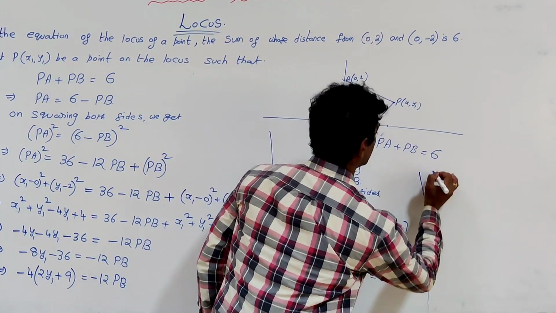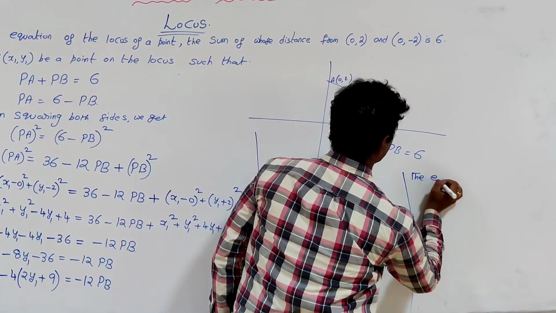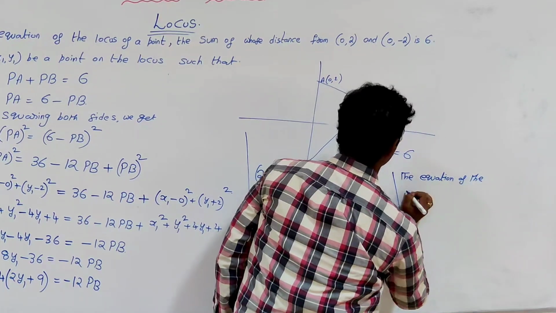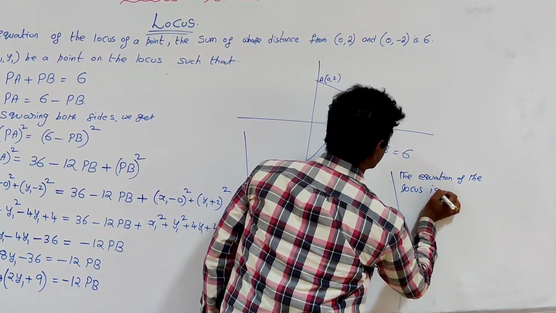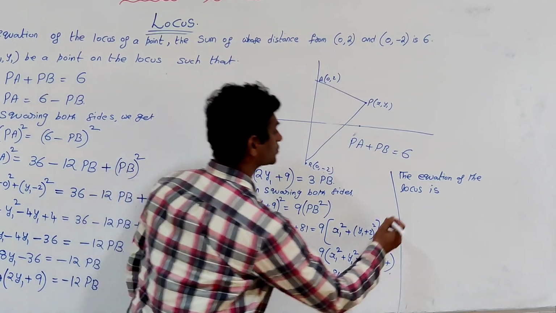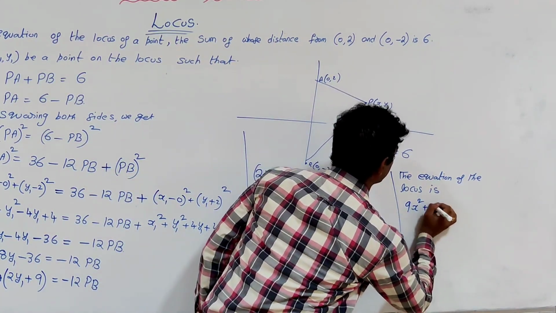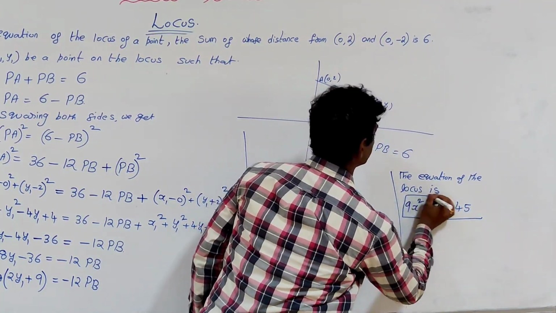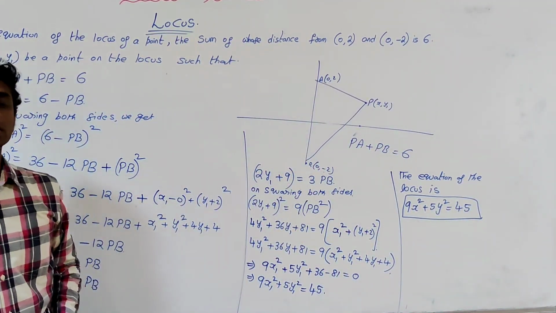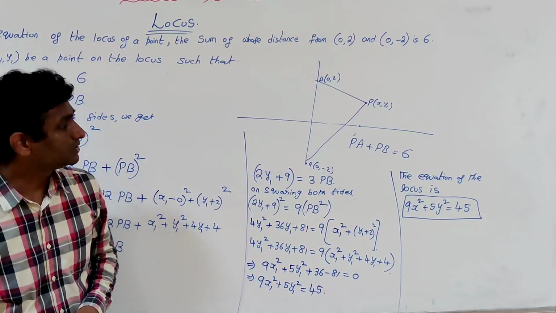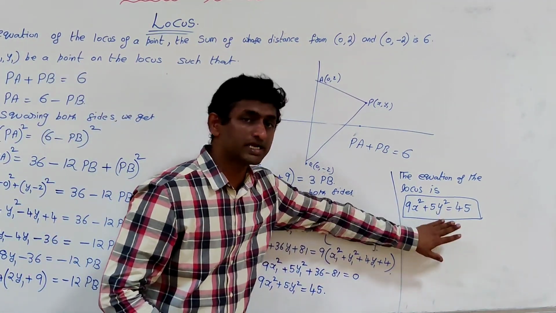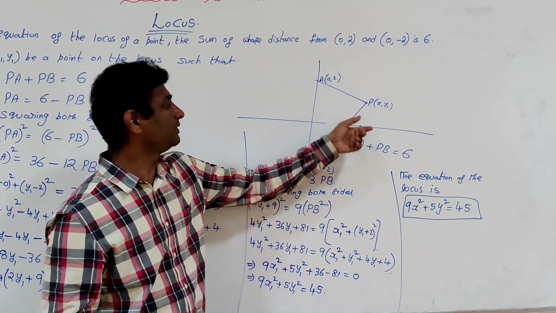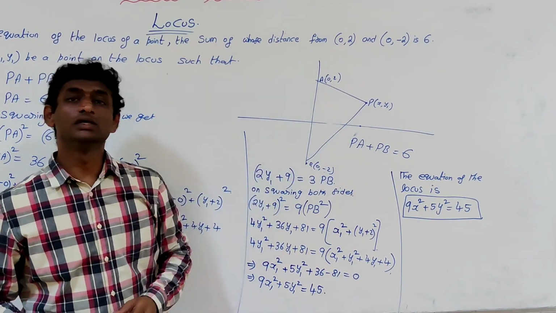Means the equation of the locus in general is 9x square plus 5y square is equal to 45. So that gives the equation of the locus, such that the sum of the distances will be 6. Means the set of all points which satisfy this equation, for those points, the sum of the distances will be 6.